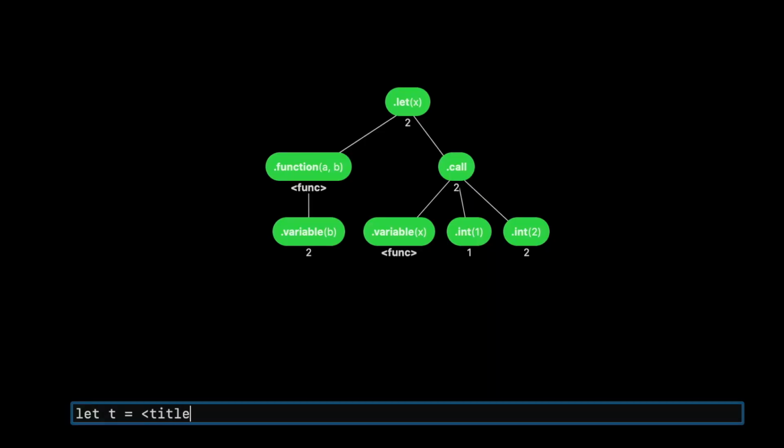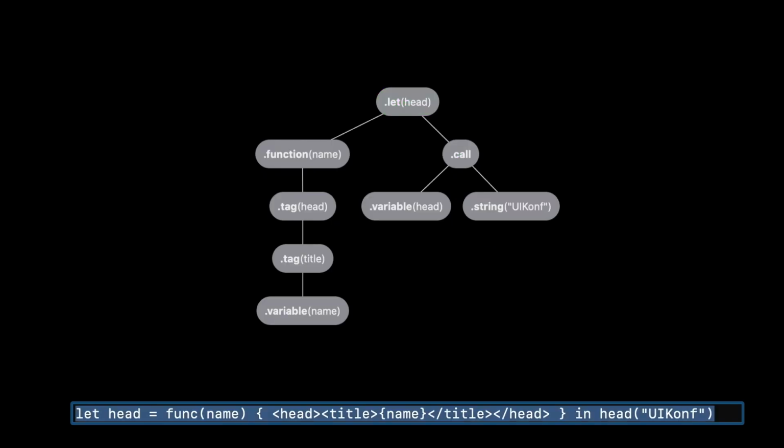So we can see from here that we can already build quite complicated expressions. So let's say t equals title, and then, well, actually, let's make a function for this. Let head equals the head tag, and then put that inside a function that still takes the name. And we have a title tag in here, and there we can use the name. We can close the title tag, close head. And then we write in, and then we call head with UIKonf, and this will really already evaluate the entire thing.